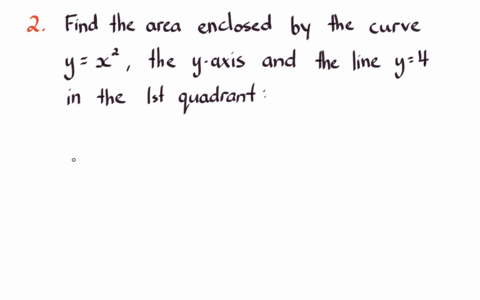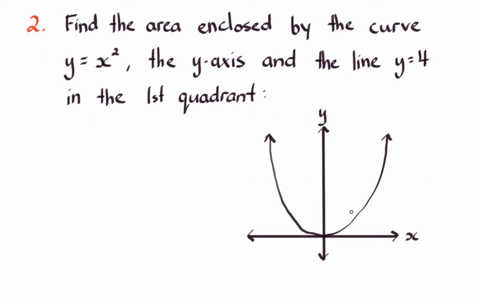Let's draw our diagram. We've got the standard parabola. We know its vertex is at the origin, but we also need to put in the line y equals 4. And when we do that, we see that it hits the curve at 2 points. So this is where the first quadrant information comes in. We just want the area that is between the y-axis, the curve, and the line y equals 4 in this first quadrant here, not over here.